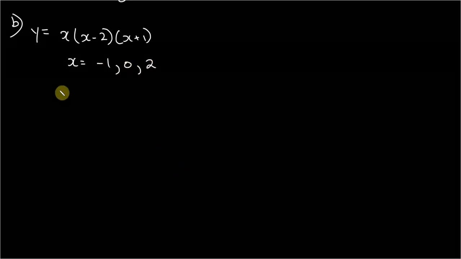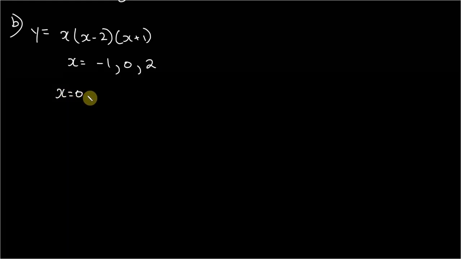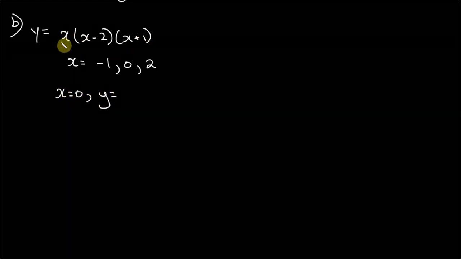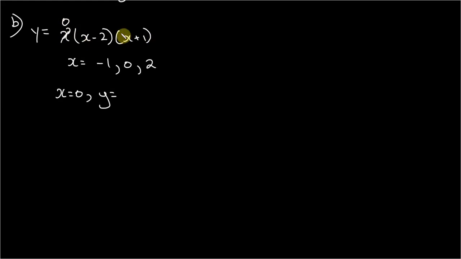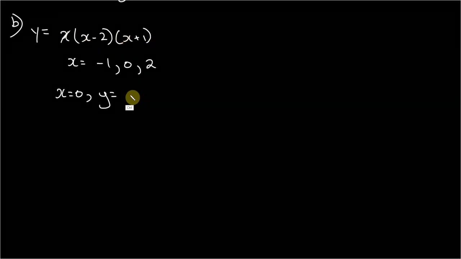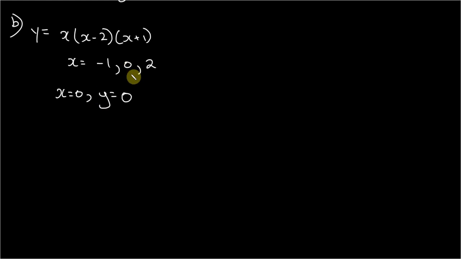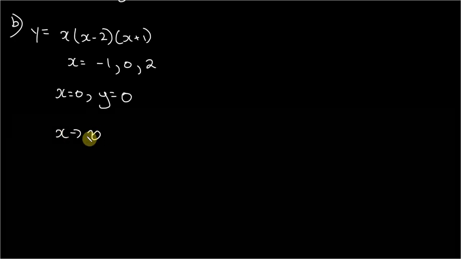When x is 0, y is going to equal 0, right? Because if this gets set to 0, then this whole thing is going to be 0. So we know that there's a root right here. It's going to be at the origin. Our y-intercept is at the origin. Now we just need to again find what happens when x tends toward infinity. What is y going to do?